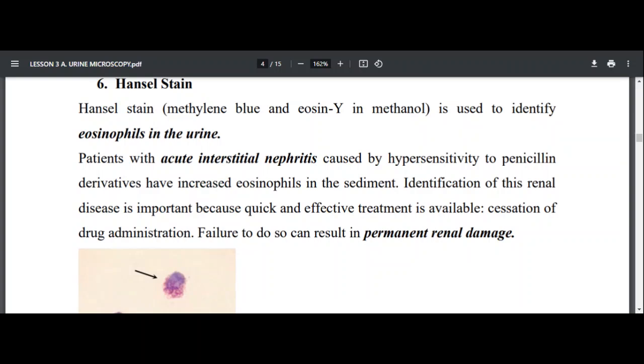So when you identify these, it is a good sign of renal disease, which must be quickly treated by cessation of drug administration. We must stop drug administration in order to treat this hypersensitivity. Failure to treat can lead to serious permanent renal damage. So it can be unfortunate if you cannot report the presence of eosinophils in urine, because it is very significant. Sometimes you can't distinguish eosinophils from other leukocytes, so you need to stain using Hansel to identify eosinophiluria.